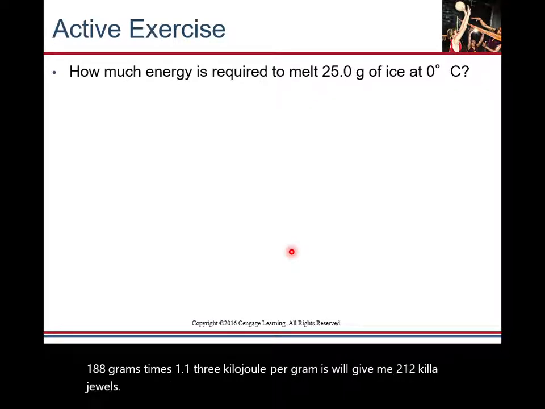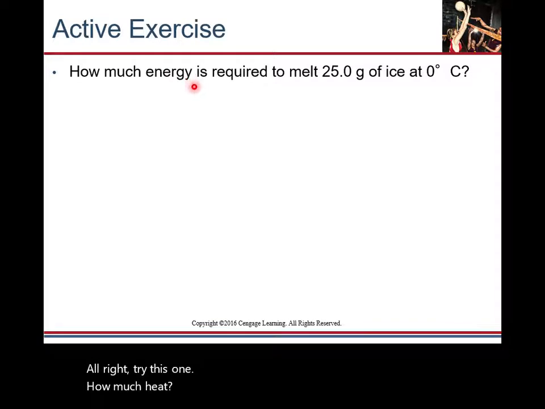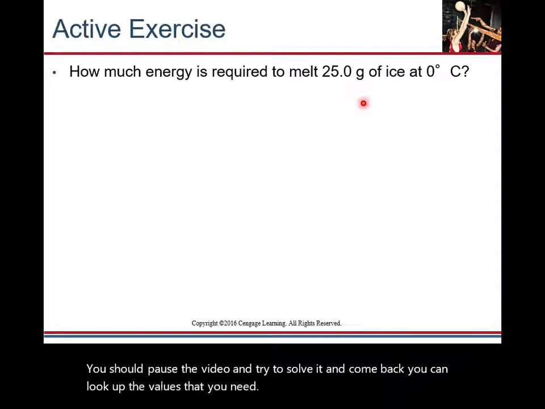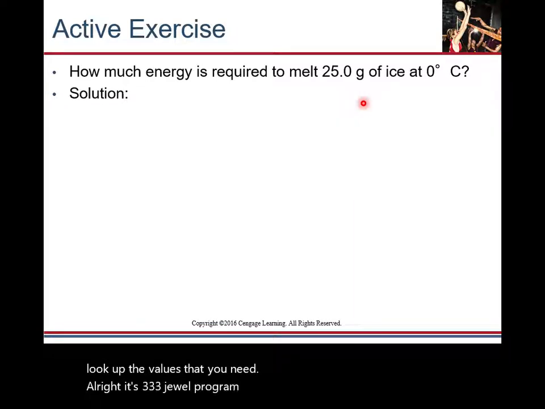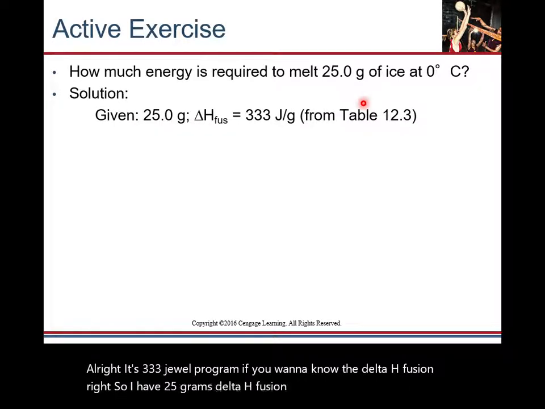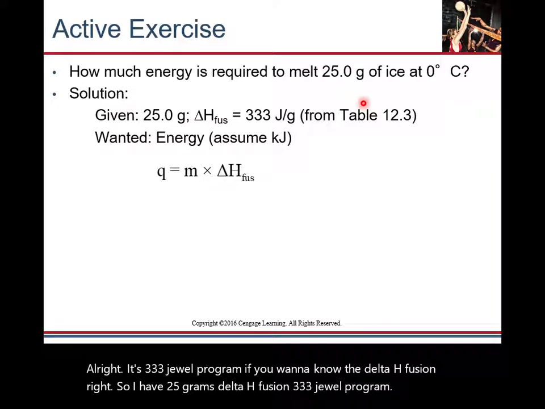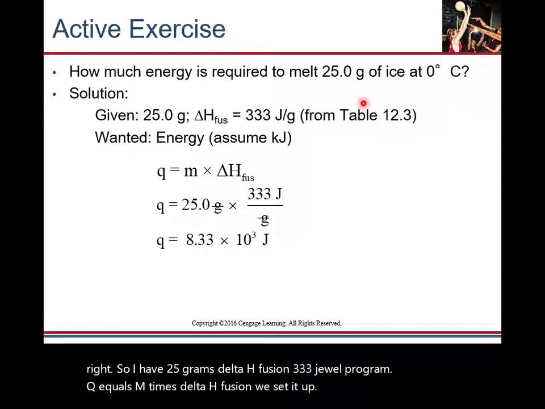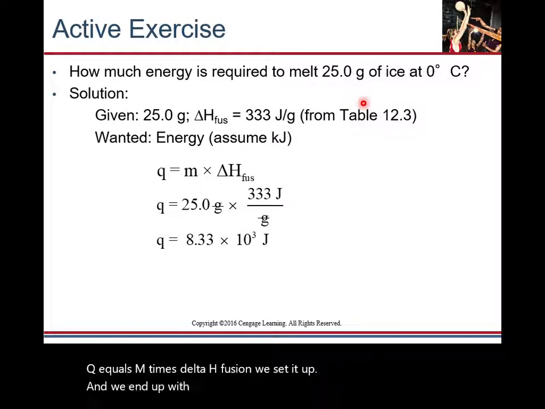All right, try this one. How much heat is required to melt 25 grams of ice at 0 degrees Celsius? You should pause the video and try to solve it and come back. You can look up the values that you need. All right, it's 333 joule per gram if you want to know the delta H of fusion. So I have 25 grams, delta H fusion, 333 joule per gram. Q equals m times delta H of fusion. We set it up, and we end up with 8.33 times 10 to the 3 joules, or 8.33 kilojoules.